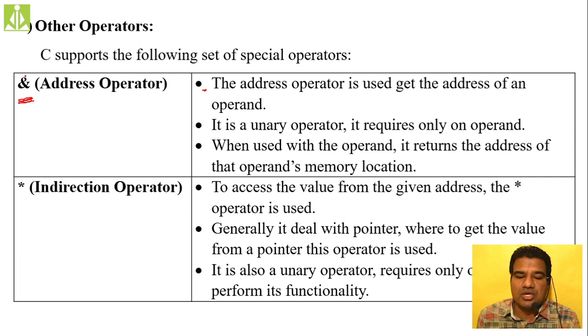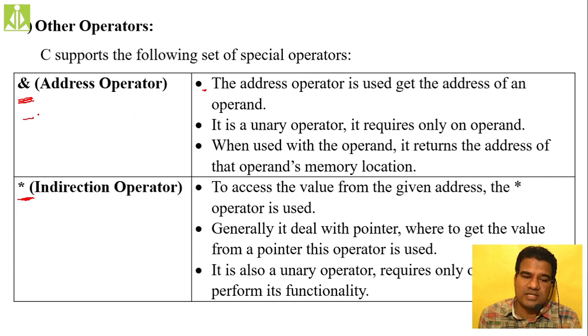It is a unary operator. It requires only one operand to perform its operation. Remember this one. It is an address operator. To get the address of a variable, we use this operator, and it is a unary operator. Then the indirection operator, the asterisk, is used to get the value from the address. To get the value from the address, we use this indirection operator or the asterisk token. Again, it is also a unary operator.